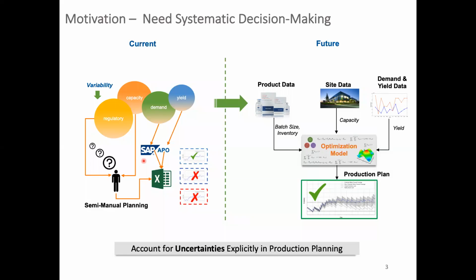With the optimization tool, our goal is to change this and provide a better decision-making tool. The vision is to have an optimization tool that takes product and site specific data and also accounts for the historical and forecast data explicitly to make production decisions that can hedge against the uncertainties in future. As you will see later in this presentation, the final production plan from the optimization model is more stable and does not require frequent rescheduling.